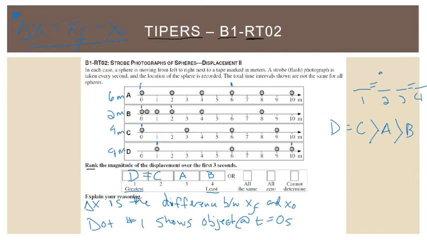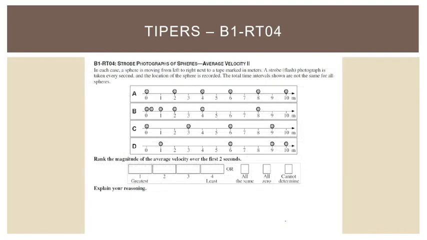Now that we've finished up that one, I'd like you to go ahead and try the next one on your own. This is on that same worksheet, but it's RT04, so ranking task number 4. Same directions in each case. A sphere is moving from left to right next to a tape marked in meters. A strobe flash photograph is taken every second, and the location of the sphere is recorded. The total time intervals are not the same for all the spheres.